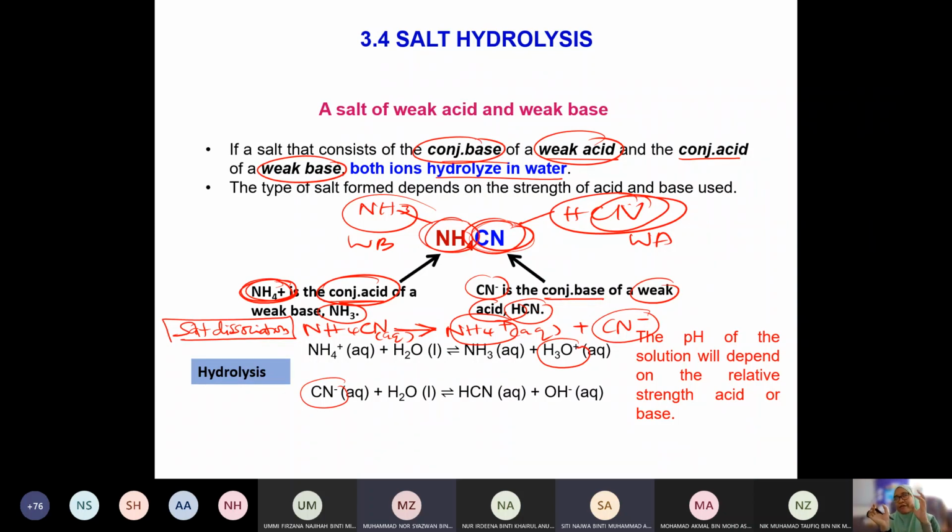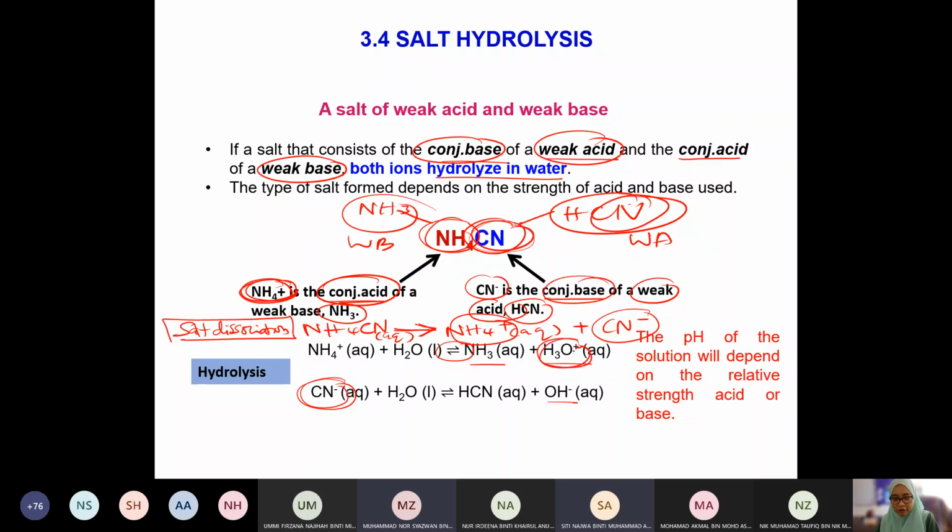Okay, if we have a weak acid, the partner will be the conjugate base. So both of them will hydrolyze in water. If NH4+ hydrolyzes in water, don't forget this double reversible arrow, it will produce NH3 and H3O+. If CN- hydrolyzes in water, it will produce OH-. Remember, this one is the conjugate base, so it should produce OH-.